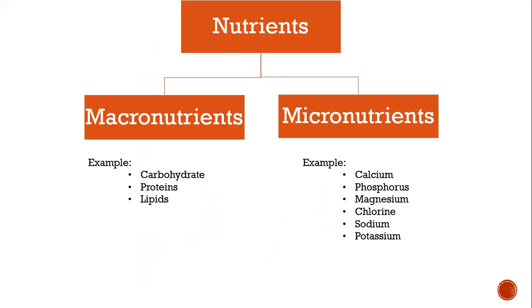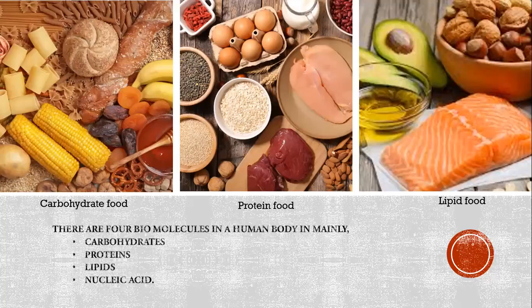For an example, for macronutrient, carbohydrate can be taken. For micronutrients, calcium, phosphorus, magnesium, chlorine, sodium, potassium can be taken. In this slide, you can see the carbohydrate food, protein food, and lipid food. And above and below, you can see the four biomolecules in a human body: carbohydrate, protein, lipids, and nucleic acid.